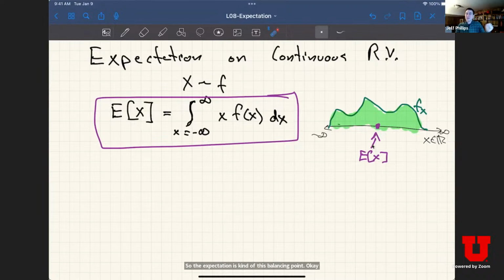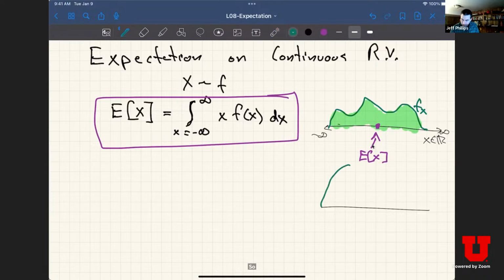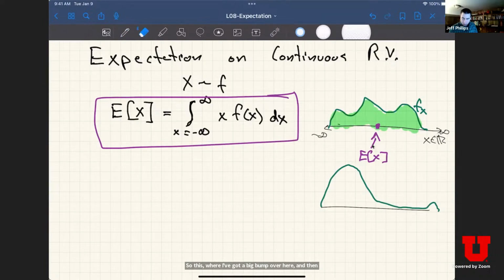Okay, it's not necessarily that there's the same amount of mass on either side, because I could also get a picture that looks like this, where I've got a big bump over here, and then a small bump here. So if I get a picture like this, I've got a little bit of mass there, but it's far out, and then a lot of mass here. Okay, the expectation is going to be somewhere here, maybe a little bit here. Now, this is not saying I've got the same amount of mass on either side, but the mass that's out by the edge here, because it's further out, it pulls down more, right?